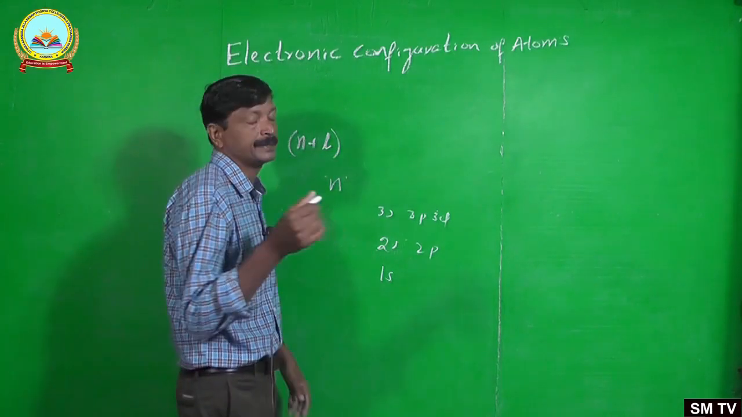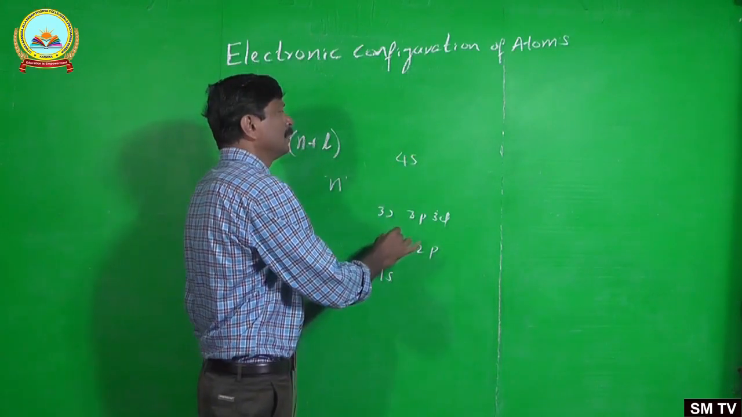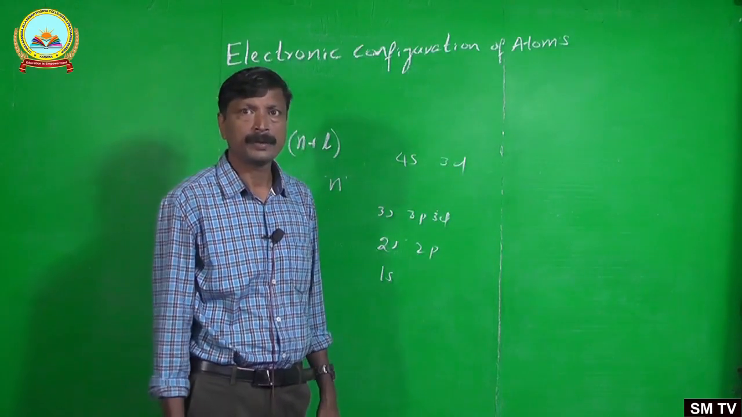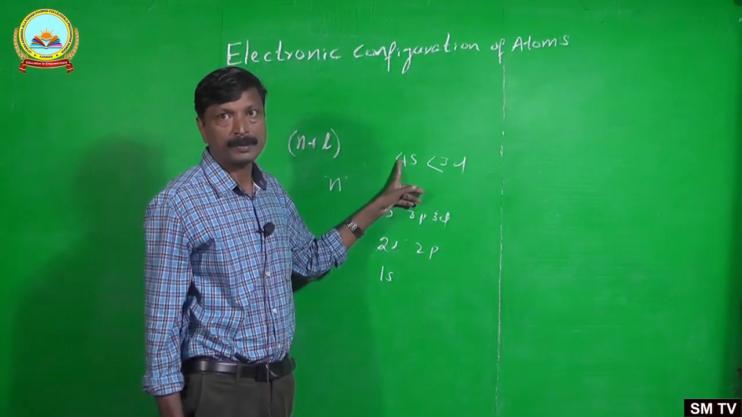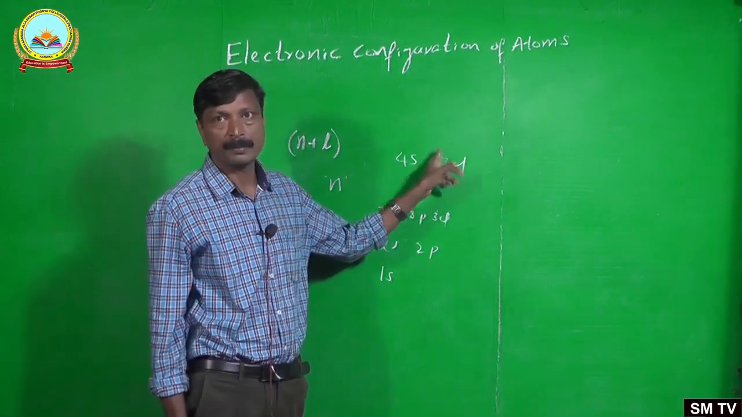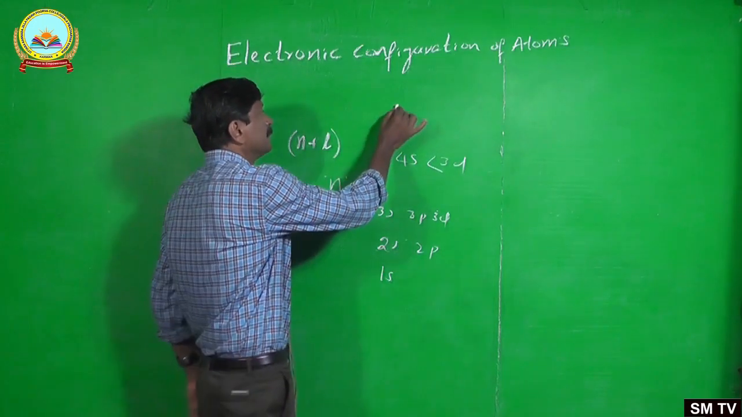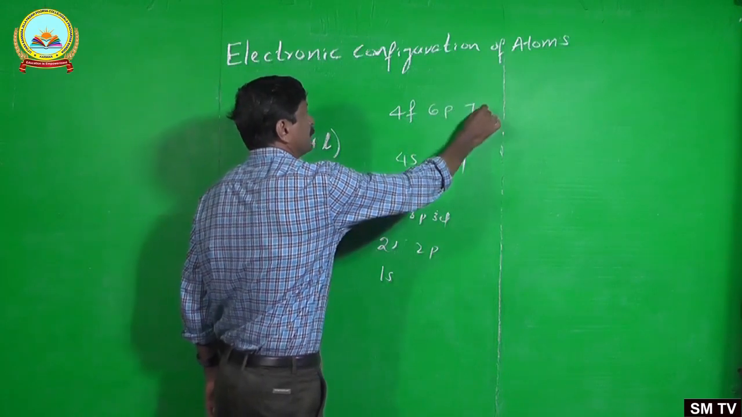We have discussed some examples. The 4s has lower energy compared to the 3d, even though 4s has principal quantum number 4 and 3d has principal quantum number 3. After that, I discussed 4f, 6p and 7s.